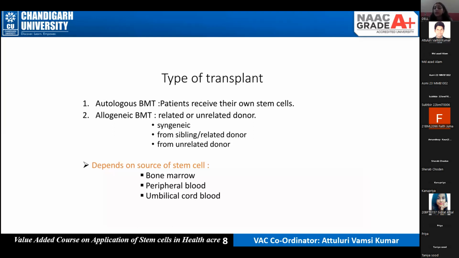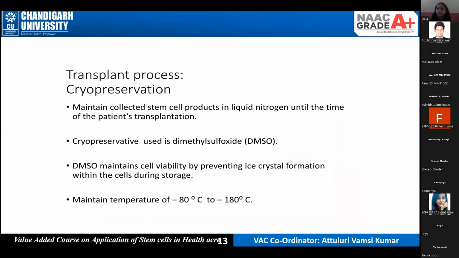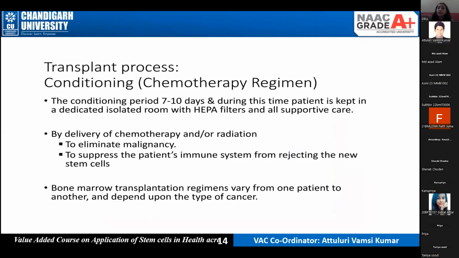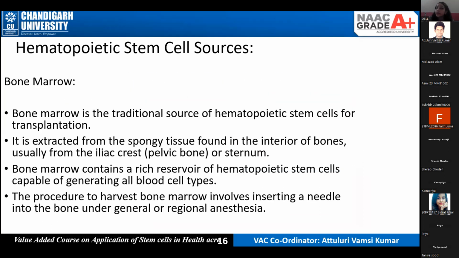Now, from where do we take the stem cells? Of course, we take them from bone marrow, peripheral blood, and umbilical cord blood. Okay, hematopoietic stem cells in the bone marrow. You all know bone marrow is where the stem cells are produced.